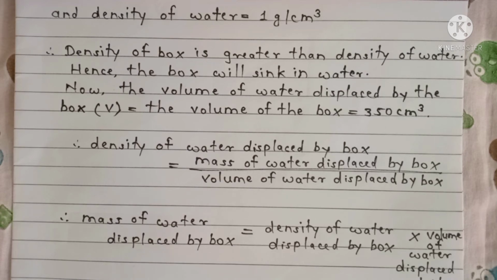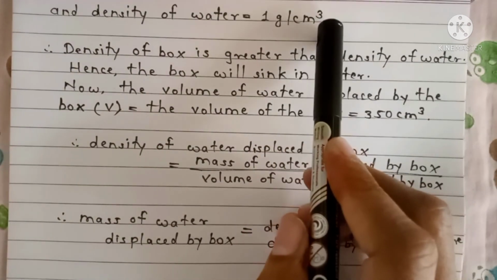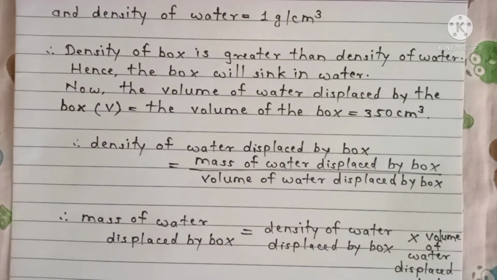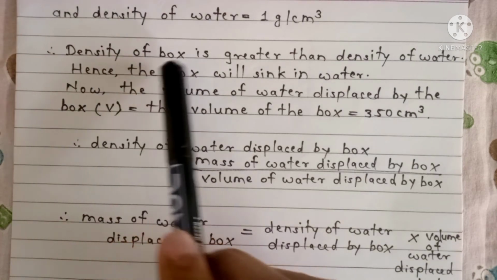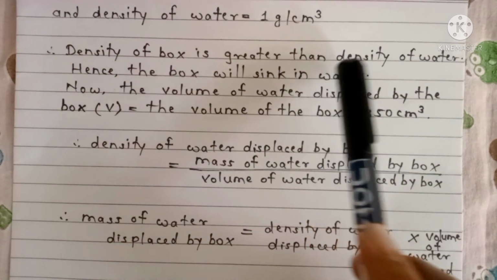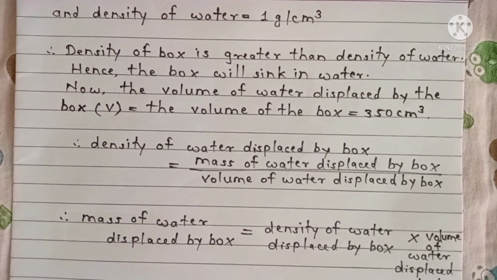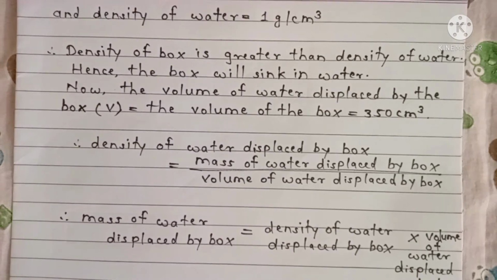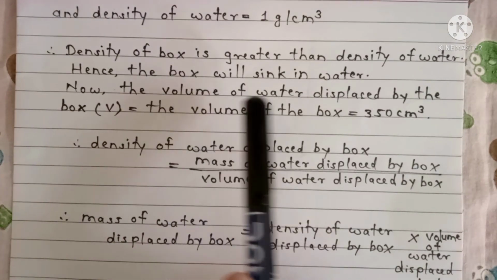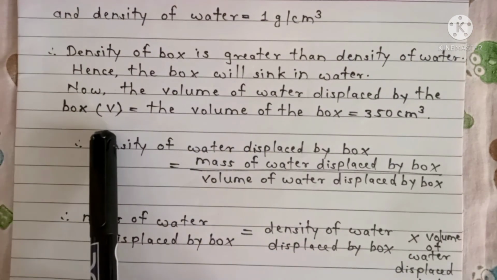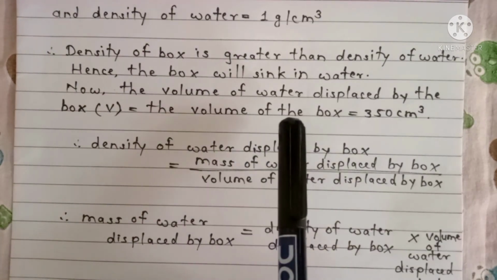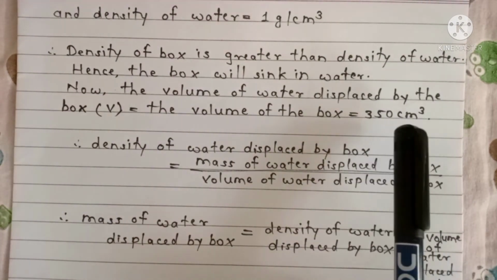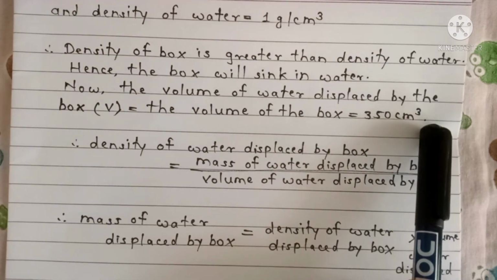And we know, children, the density of water is 1 gram per centimeter cube. So comparing both the densities, meaning the density of the box and the density of water, we can understand that, children, the density of the box is greater than the density of water, and obviously due to that the box will sink in water. Now here the volume of water displaced by the box is equal to the volume of the box, and that is equal to 350 centimeter cube.